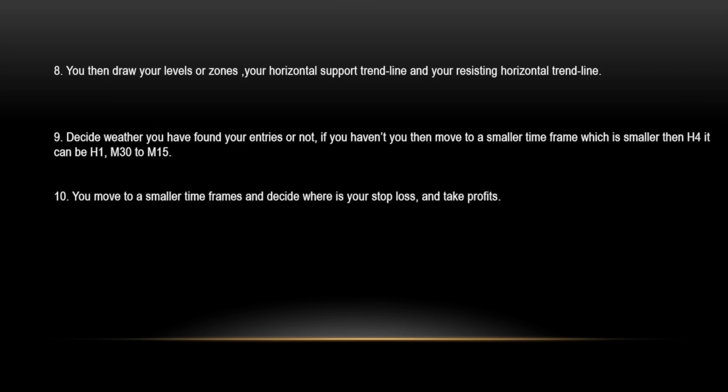If you haven't, you then move to a smaller time frame, which is smaller than 4 hours. It can be H1, M30 or M15. H1 means 1 hour, M30 means 30 minutes, as well as 15 minutes. You then decide whether you have found your entries. If not, you then move to a smaller time frame, which is smaller than 4 hours. It can be H1, which means 1 hour, M30, which means 30 minutes, or 15 minutes. Number 10, you then move to a smaller time frame to decide where is your stop loss and your take profit.